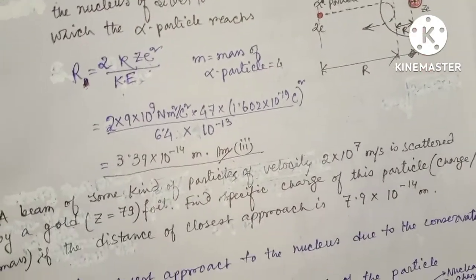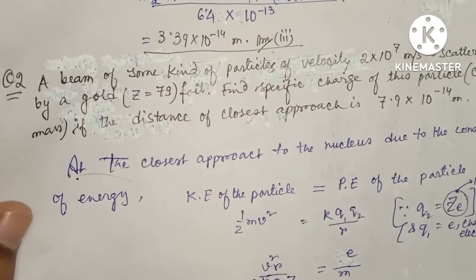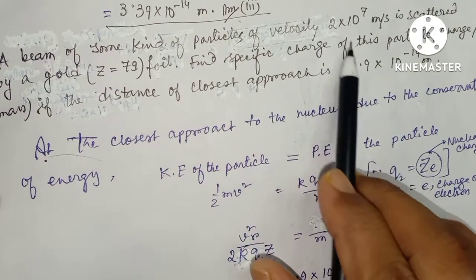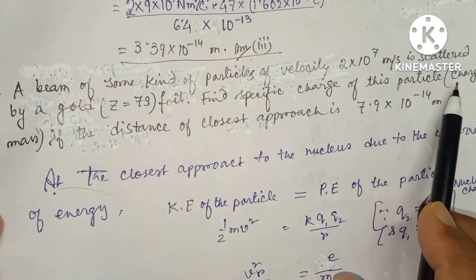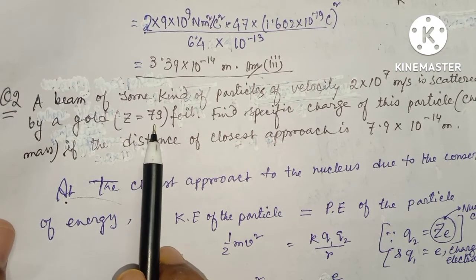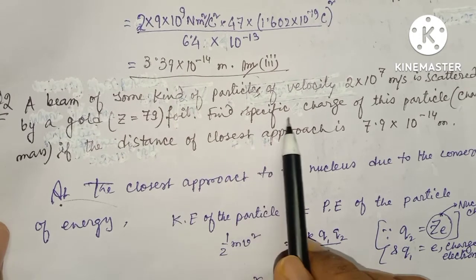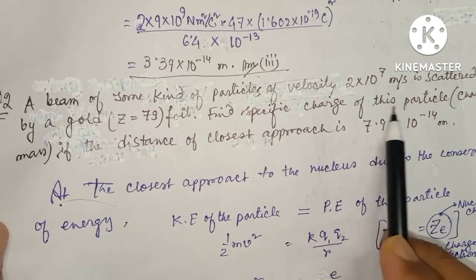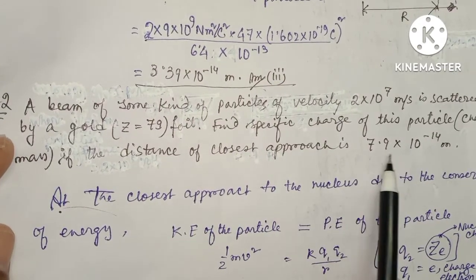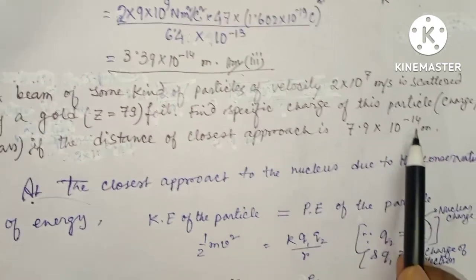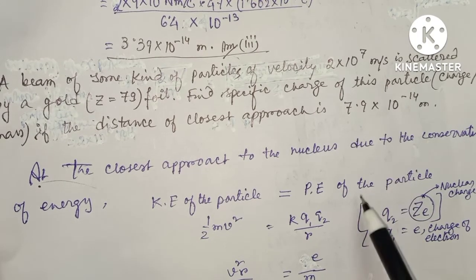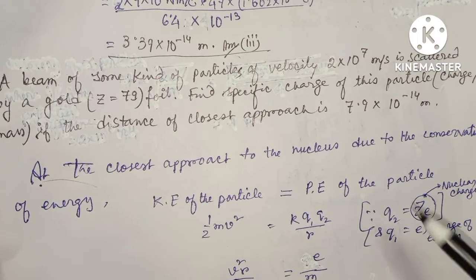Okay guys, the next one. A beam of some kind of particles of velocity 2 into 10 to the power 7 meter per second is scattered by a gold foil, Z, that means proton number, 79. We have to find the specific charge of this particle, that is charge by mass ratio, if the distance of the closest approach is 7.9 into 10 to the minus 14 meter. Here the closest distance is provided to us. We have to calculate the e by m ratio.